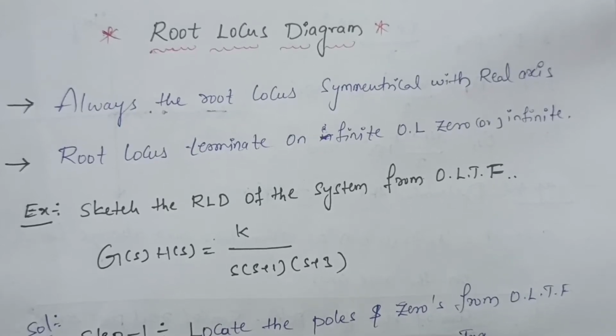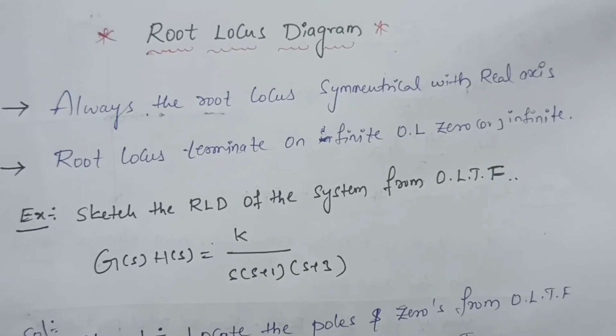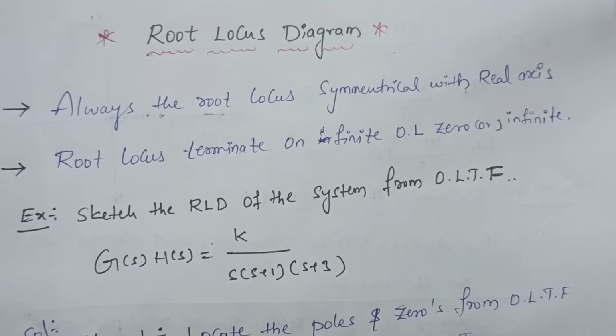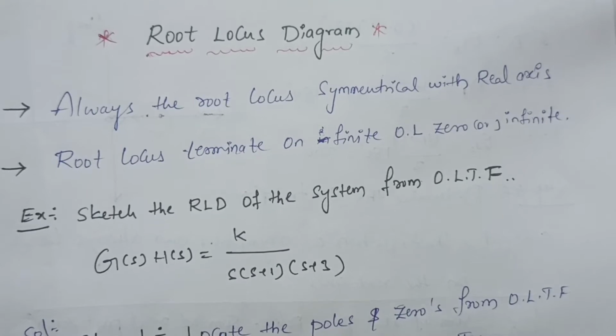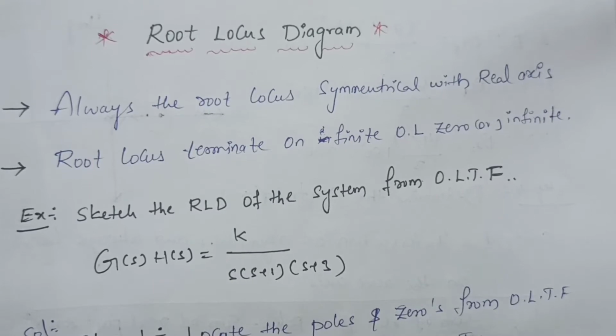Now today's topic is root locus. The root locus is always symmetrical with the real axis, and it starts at the poles, where k equals 0, and terminates at k equals infinity of the open loop transfer function. Okay, these are the very important points.